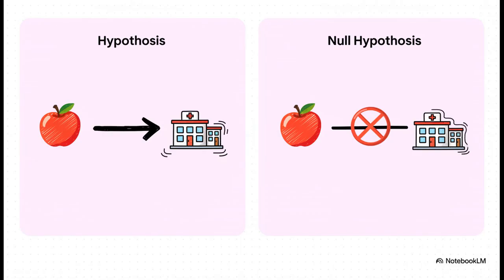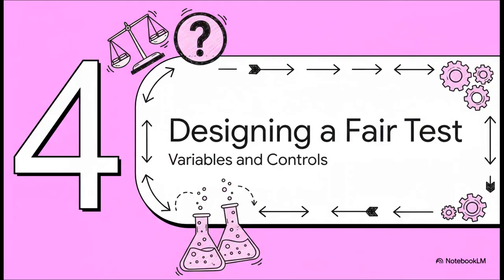Okay, check this out. This is the difference between a regular hypothesis and what's called a null hypothesis. Your main hypothesis predicts some kind of effect, right? Like eating an apple every day will decrease doctor visits. The null hypothesis is kind of the opposite. It's the default assumption that there is no effect. In a lot of experiments, your real goal is to gather enough evidence to say, sorry, null hypothesis, but you are wrong.